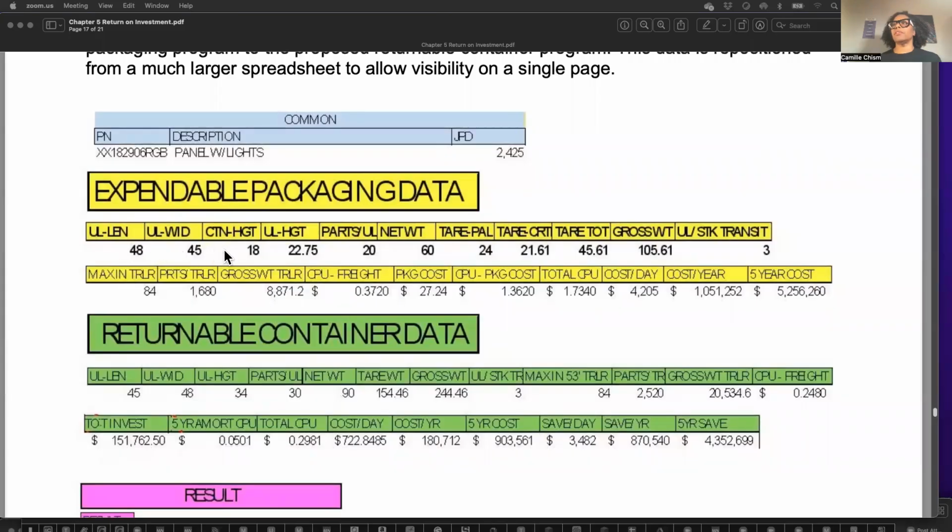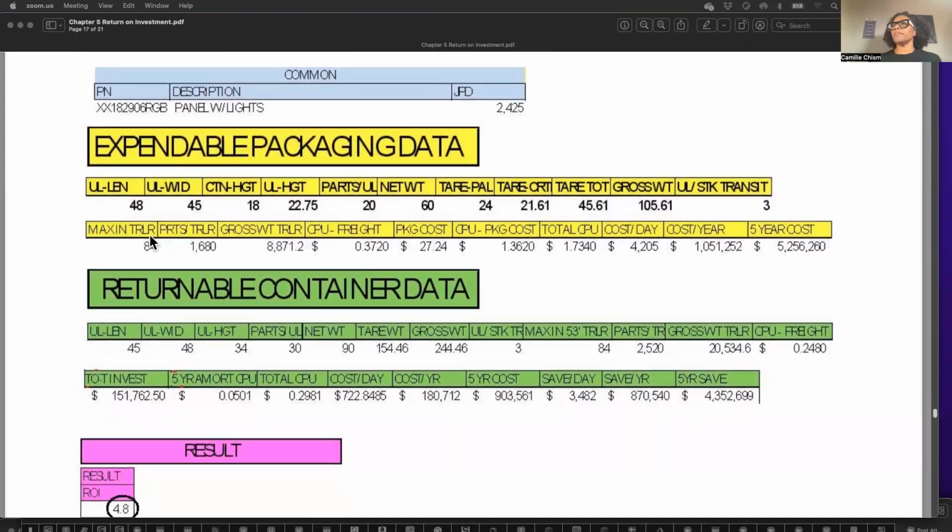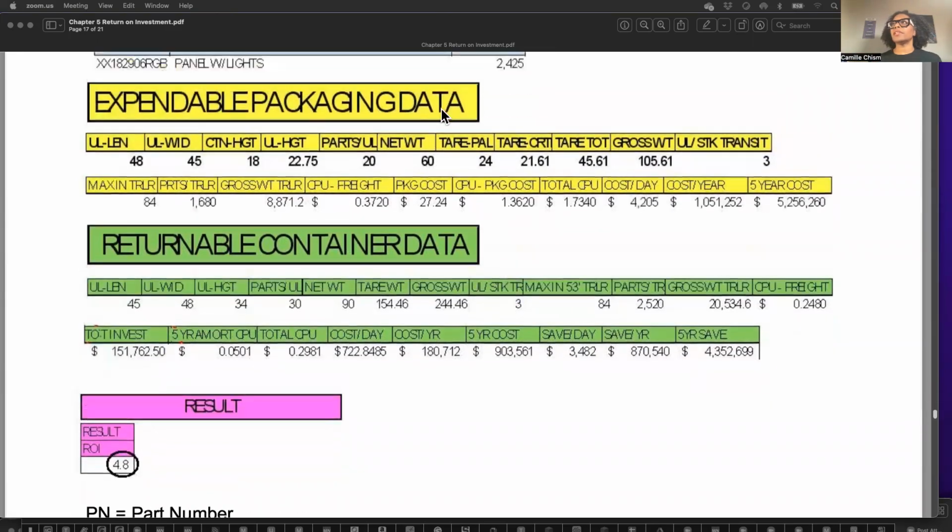You've got the length of the unit load, the height of the carton, height of the unit load, the number of parts, net weight, tare weight, gross weight, information as far as the maximum number in the trailer, and so on. This is a big spreadsheet and they're taking only the relevant data for this. That is for the expendable packaging.